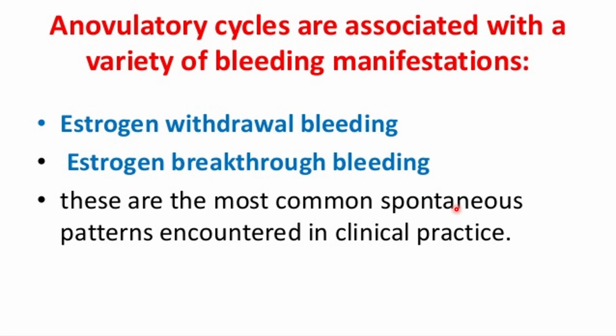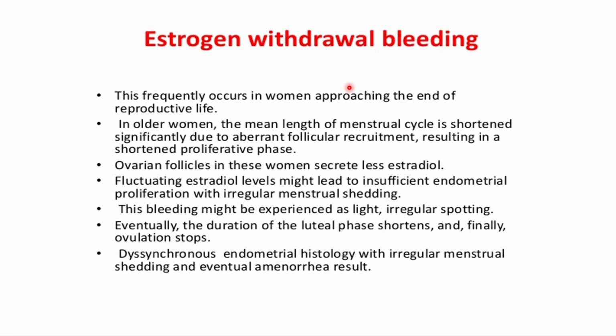Before we see different changes, anovulatory and ovulatory cycles are associated with a variety of bleeding manifestations, and mainly there are two types: estrogen withdrawal bleeding and estrogen breakthrough bleeding. These are the most common patterns encountered in clinical practice. Now, what is estrogen withdrawal bleeding? What happens when estrogen is declining, or when reproductive age life is at the end?